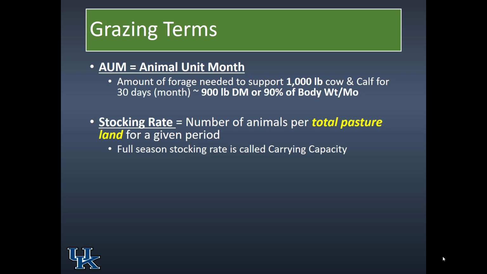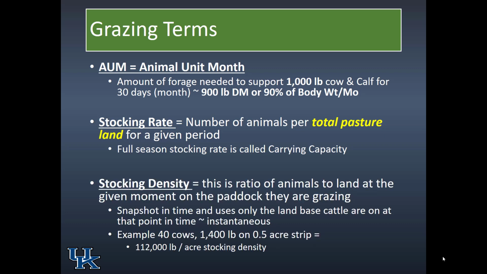The next two definitions have to do with the stocking rate or stocking density. First, we'll talk about stocking rate. Stocking rate is the number of animals per total pasture land for a given period. And we typically think of it for that period being the full season stocking rate, and that's called carrying capacity. Now, it's easy to get confused with something called stocking density. This is the ratio of animals to land at a given moment on the paddock they are grazing. So think of it as a snapshot in time that uses only the land base that the cattle are on at that point in time.